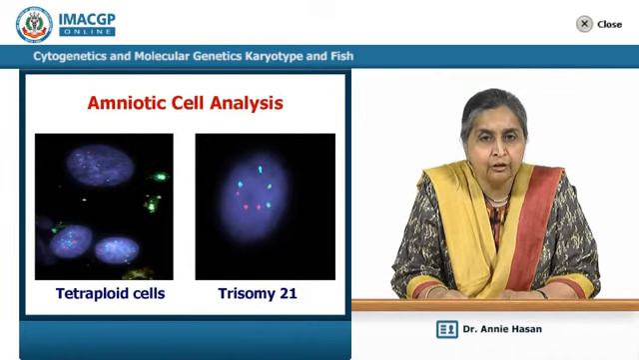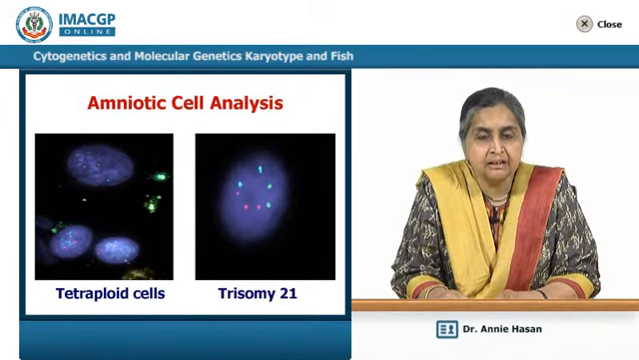In this slide, you will see that there are 3 red signals, 2 blue and 2 green. The red indicates chromosome 21, and thereby it indicates trisomy 21 or Down syndrome. On the left are tetraploid cells, where you see multiple signals suggesting that there is an abnormality, where there is duplication of more than one type of chromosomal region.